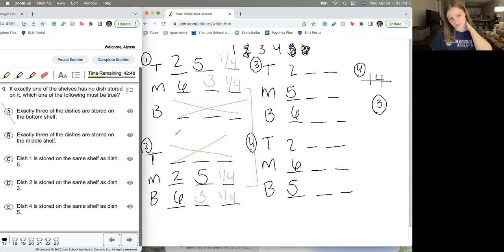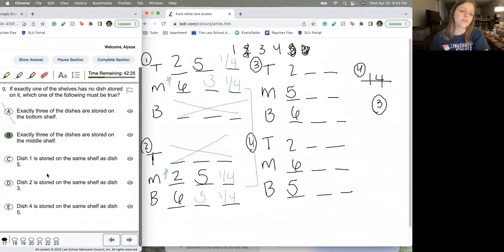Exactly 3 of the dishes are stored on the middle shelf. That actually has to be true. And here I'm going to have my variation of 2, 5, and whatever. And up here, I'm going to have my variation of 6, 3, and whatever. So because in both of the worlds I have to have that middle shelf full, this is going to be my answer choice. But let's go through C, D, and E.